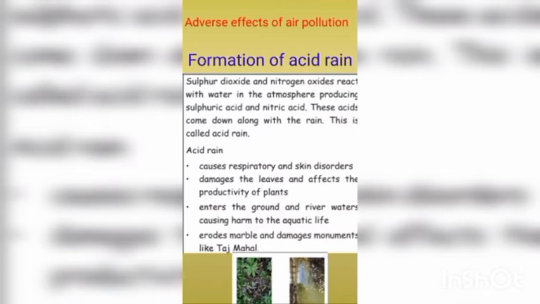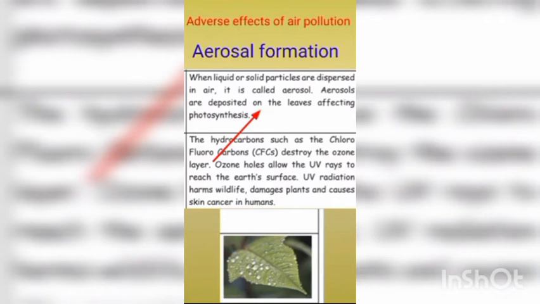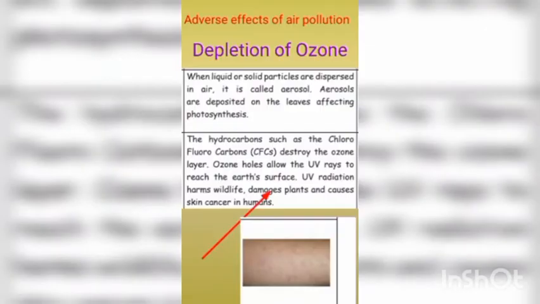Acid rain causes respiratory and skin disorders, damages the leaves and affects the productivity of plants, enters the ground and river waters, causing harm to the aquatic life, erodes marble and damages monuments like Taj Mahal. Aerosol formation. When liquid or solid particles are dispersed in air, it is called aerosol. Aerosols are deposited on the leaves, affecting photosynthesis.